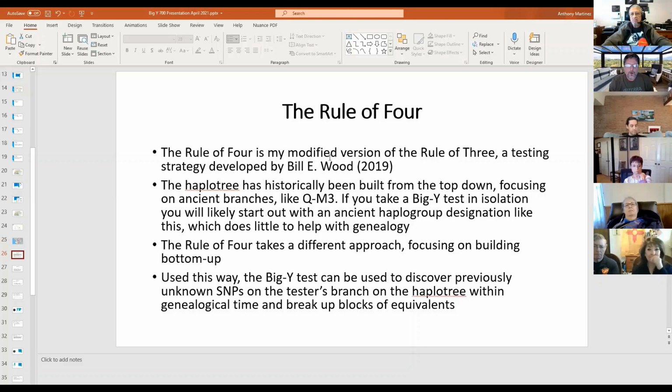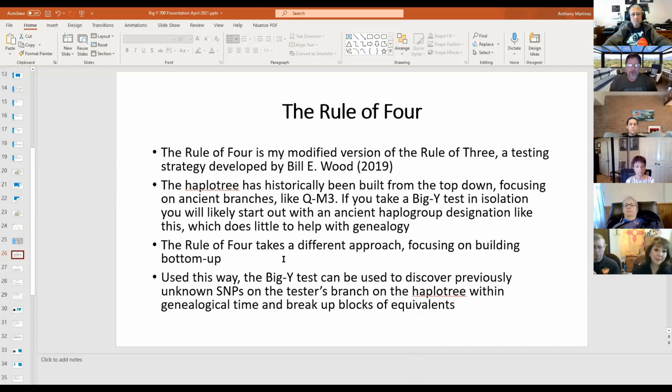So the rule of 4 is a modified version of the rule of 3, which was developed by Bill Wood. So I don't know if any of you are on Bill Wood's Facebook page. The haplotree has historically been built from the top down, focusing on ancient branches like QM3. And if you take a big Y test in isolation, you'll usually start with an ancient haplogroup, right? The rule of 3, or the rule of 4, as I call it, takes a different approach. It focuses on building bottom up.